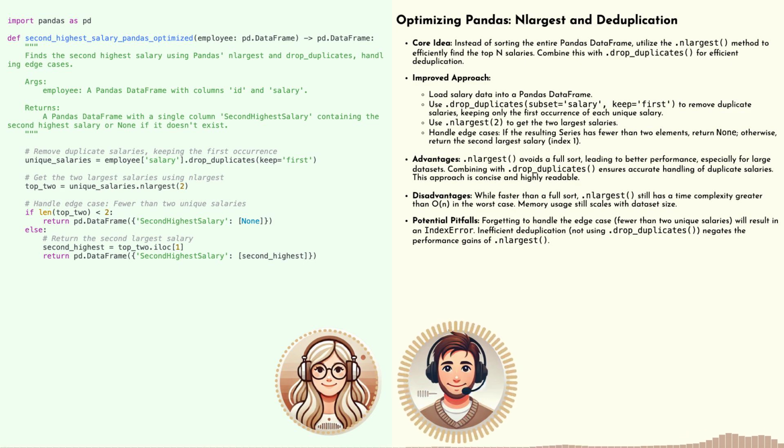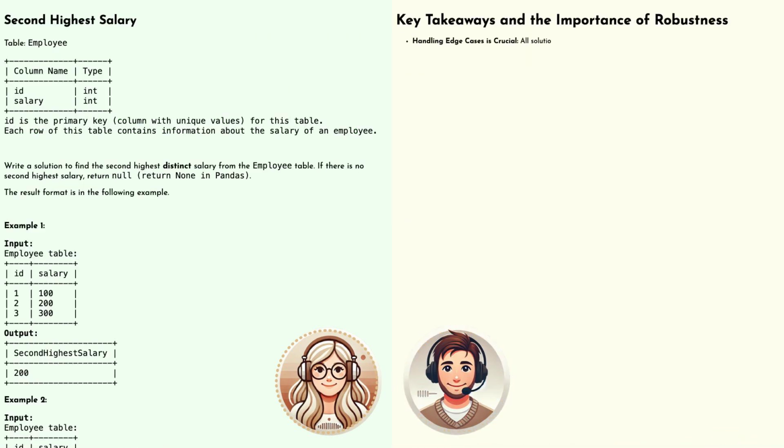So how would we combine this nlargest function with deduplication? We can simply chain the drop_duplicates function before using nlargest. Ah, so it would be like a two-step process. Yeah, in a way. First, we deduplicate the salary column using drop_duplicates. Then we apply nlargest(2) to get the top 2 unique salaries. Exactly. And finally, we can grab the second element from the result, which would be our second highest salary. You got it. All in one elegant line of Pandas code. Pretty neat, right? Very cool. It really shows how powerful these data manipulation libraries can be. They are incredibly useful for these types of problems.